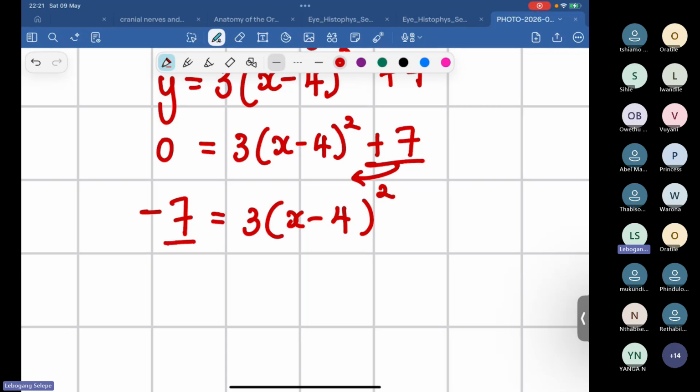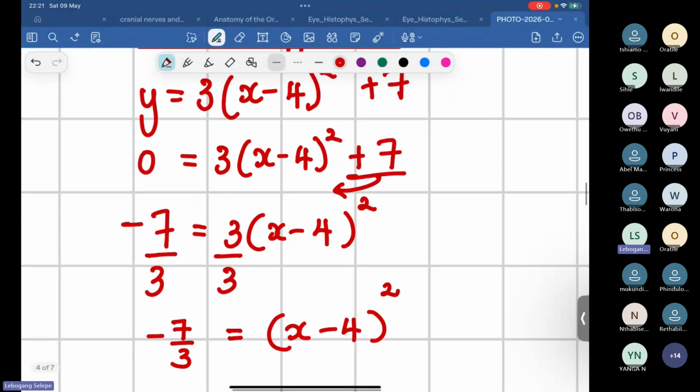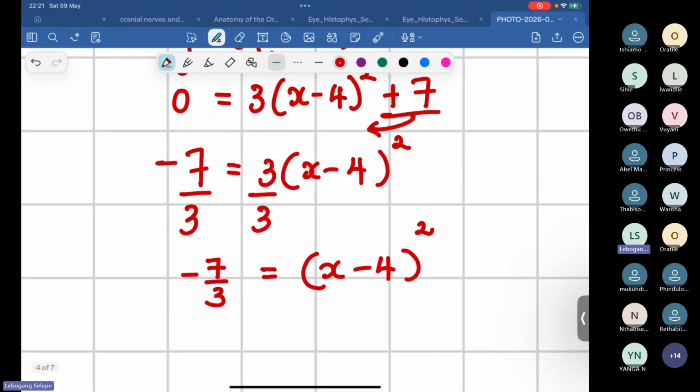And now we divide by 3 on both sides, like this. And you're going to have negative 7 over 3 is equal to x minus 4 squared. Which tells me that this graph of mine does not have x-intercepts, because you can't square root a negative number. This graph was coming from my head, guys, so that's why it's impossible. But for a graph that exists, it will be possible to square root on both sides.